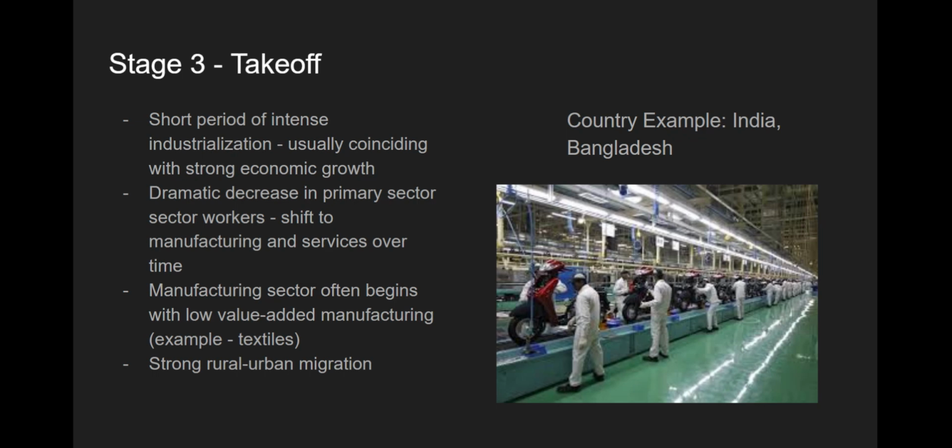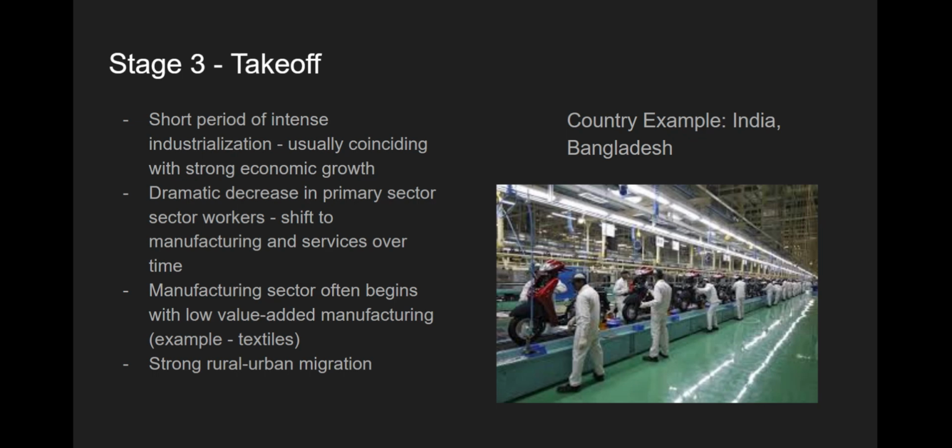All right, so stage 3 is a short period of intense industrialization. That's called takeoff. Usually, this coincides with really strong economic growth. So a country goes through this massive change within its own economy, where the primary sector decreases dramatically, and we have an overall shift to manufacturing and services. Not surprisingly, this coincides with rural to urban migration, where a lot of people leave rural parts of the country and move to a city. So you might see squatter settlements or slums developing within large cities that are not necessarily designed to support that amount of people.